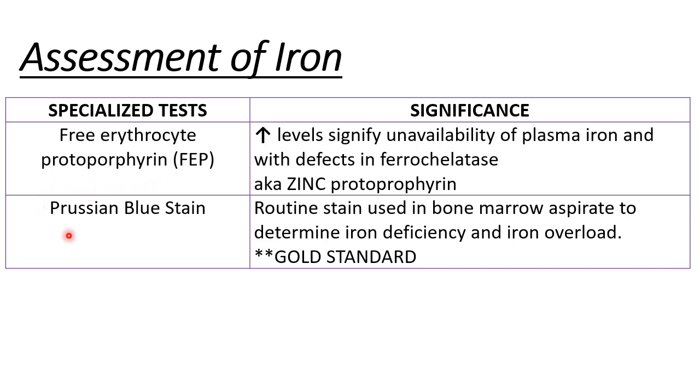Okay? Next, Prussian blue staining technique naman. Ito ang ginagamit for the bone marrow aspirate examination, lalong-lalo na if you suspect the following. Kung may iron deficiency or iron overload. Because this type of staining will stain the iron content of the cells. Okay? And in summary, ito yung gold standard talaga, lalo na if you suspect these two types of condition.